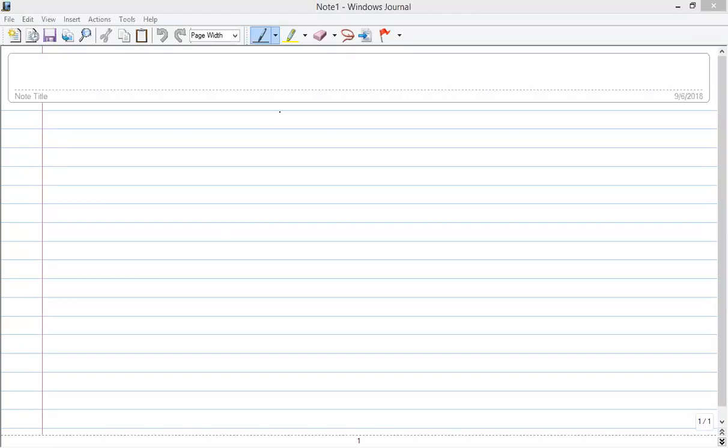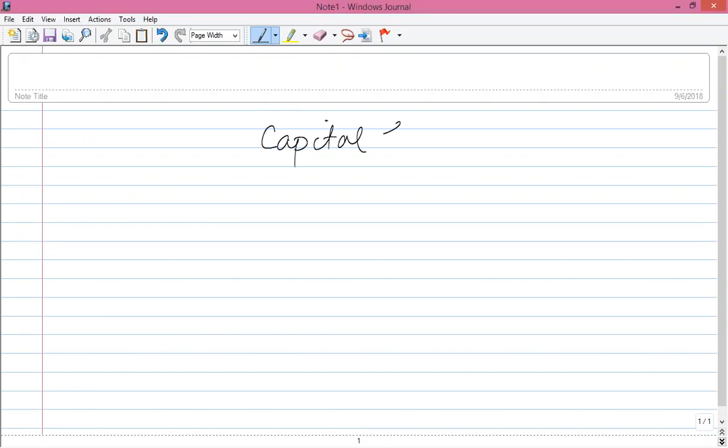Today we are going to discuss a topic of paper F1, that is how to calculate capital gain tax, that is CGT.